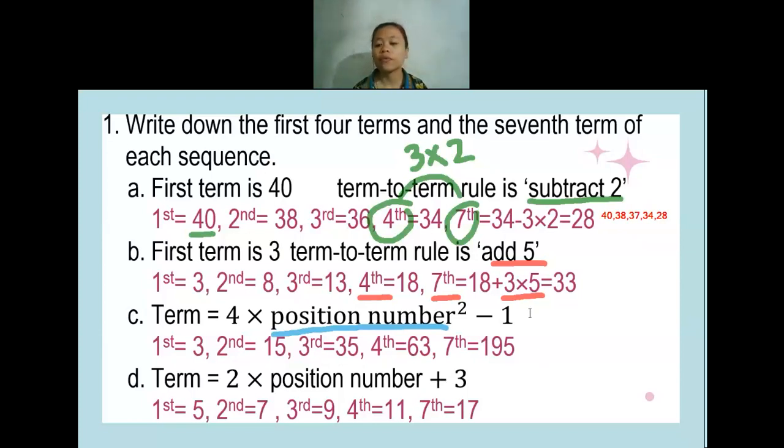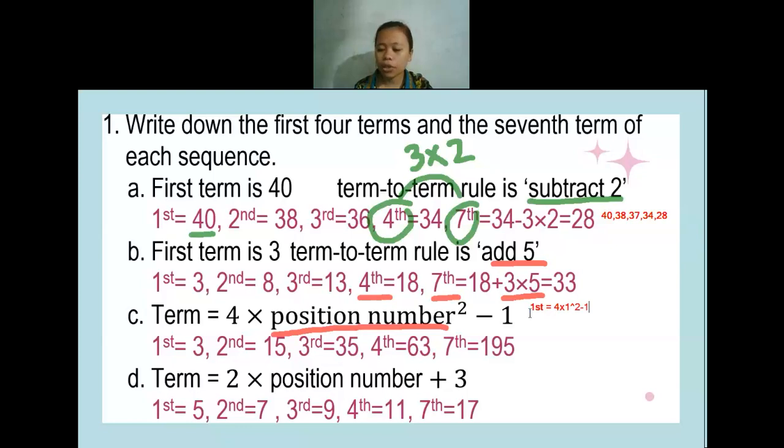Okay, if you have question, wait. So if the first term, you have to replace the position number into what number? If it is the first term, the position number will be what number? Hello? What number is it? 1, right? So we do 4 times 1 to the power of 2 minus 1. We copy paste the 4 times position number to the power of 2 minus 1. Because this is the first term, so the position number we replace it into number 1. Become 4 times 1 square minus 1.